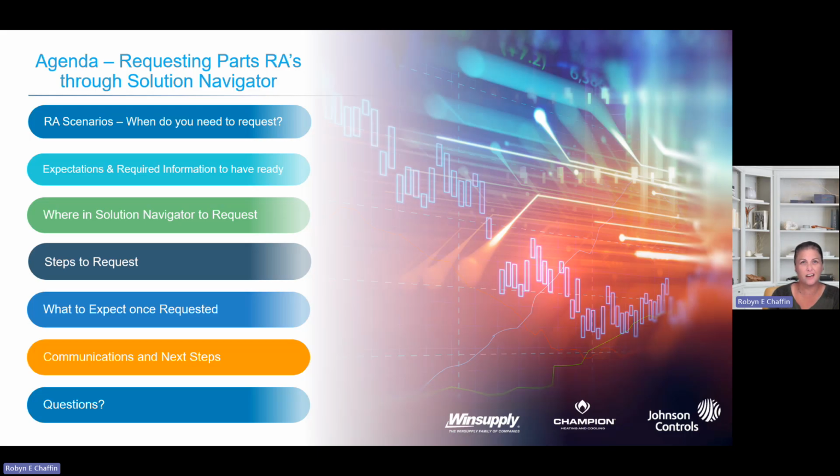RA scenarios: maybe some reasons, circumstances, or situations that you might encounter as to why you would need to request a parts RA, along with the expectations for those parts that you're requesting for, and some required information to have ready or handy as you're making your request. We'll go exactly where in Solution Navigator to make that request, along with the steps that you need to follow to make the request a successful request. Once you've made your request, what to expect next, along with communications and next steps.